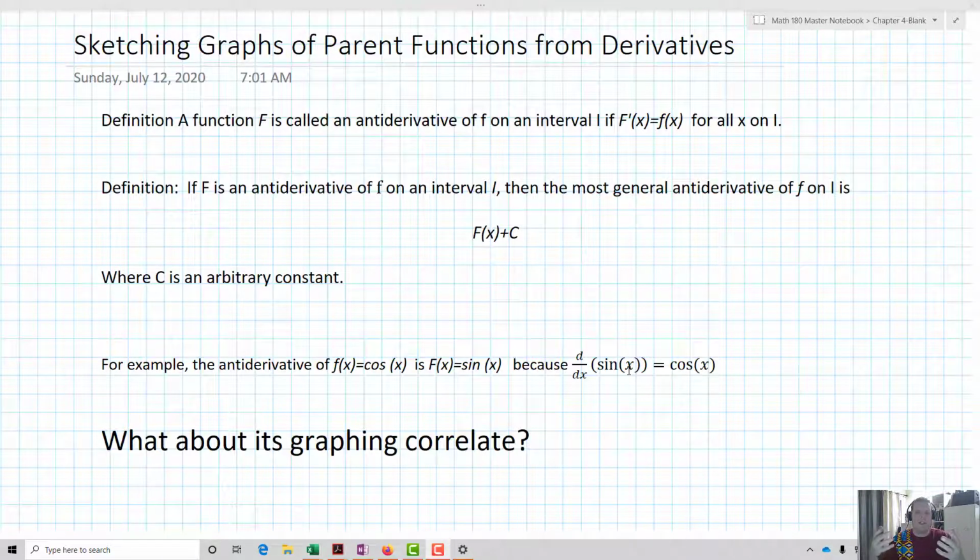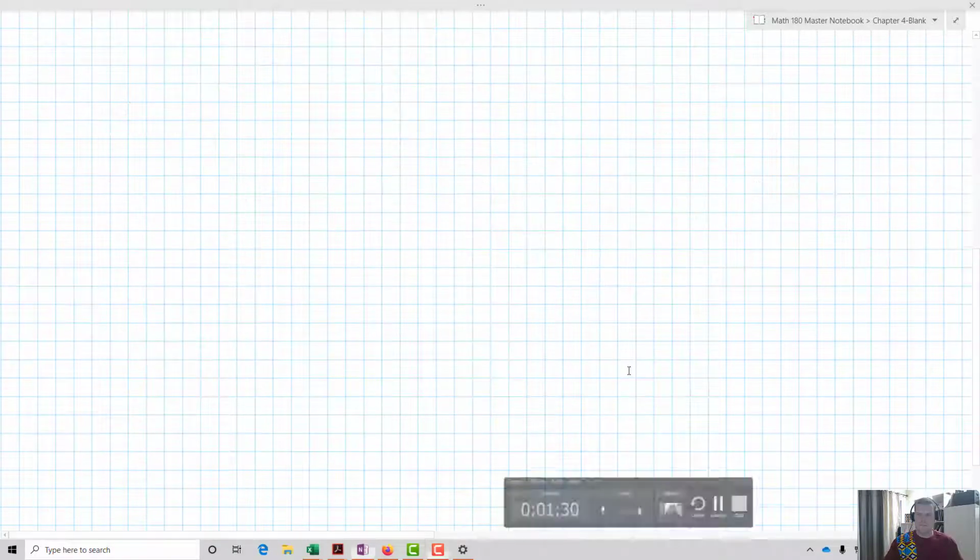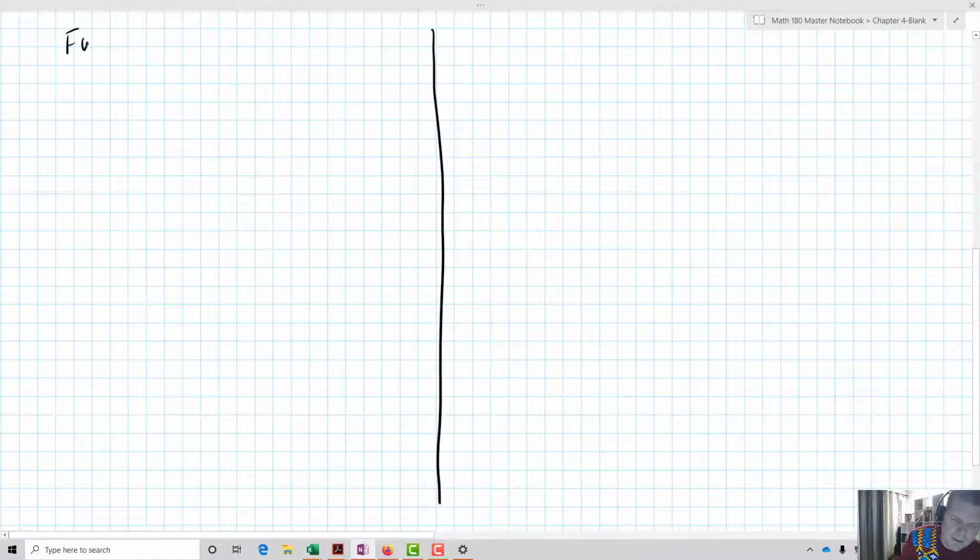So like everything that we've done thus far in the class, what we also want to know is what about its graphing correlate? What about the graphs of functions, some of that analysis? So let's take a look at that. Let's ask ourselves, what is it that we know about functions and their derivatives when it comes to graphing?